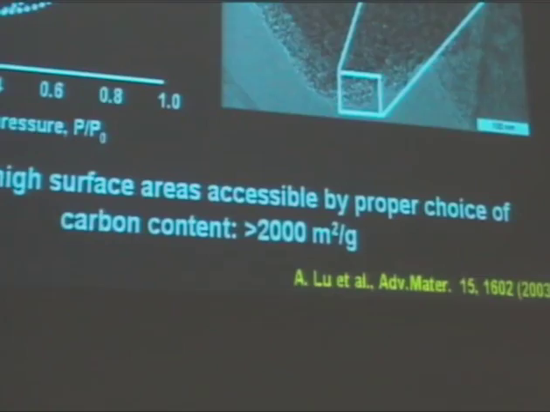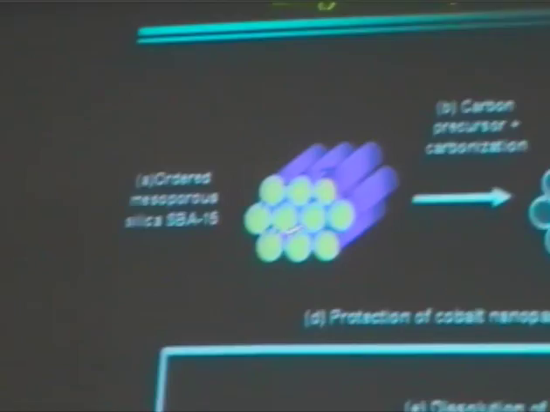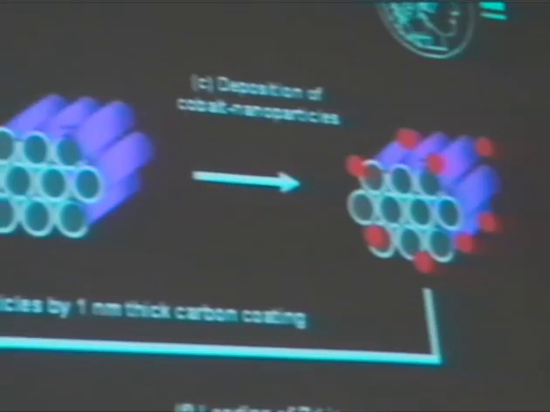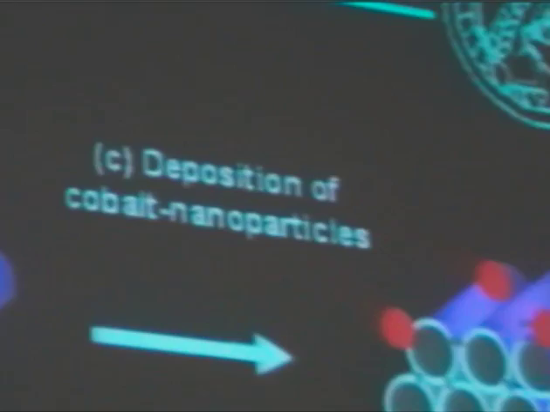And from this experience, Andrew Lu and my group came up with the idea of a rather complex-appearing procedure, but which is actually not so difficult, to prepare magnetic carbons. He said, why don't we take the initial ordered mesoporous silica, fill the pores with carbon, but then leave the carbon in the pores, because now we want to introduce the magnetism. Then we use cobalt nanoparticles, and these were actually prepared from the carbonyl by carbonyl decomposition.